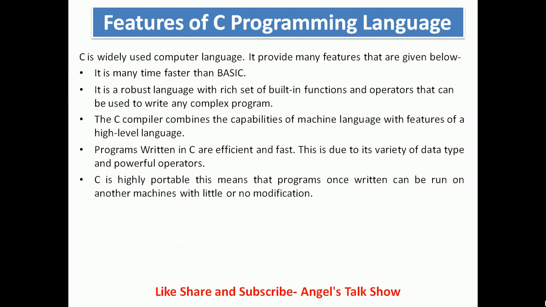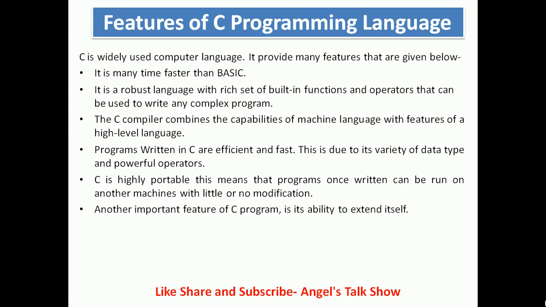C is highly portable. This means that programs once written in the C language can be run on another machine with little or no modification. This is the most important feature of C language, which makes it a most popular language among software developers.